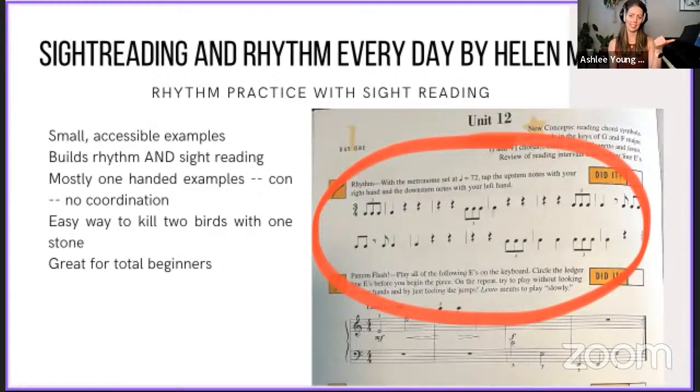This one is mostly one-handed examples. The Robert Starr Rhythmic Training book I was just talking about is 2 lines, so you actually get the hand coordination work, whereas this one is just rhythm and just one-handed. This one is really great for total beginners, or like I said, for anyone that wants to work on sight reading as well.